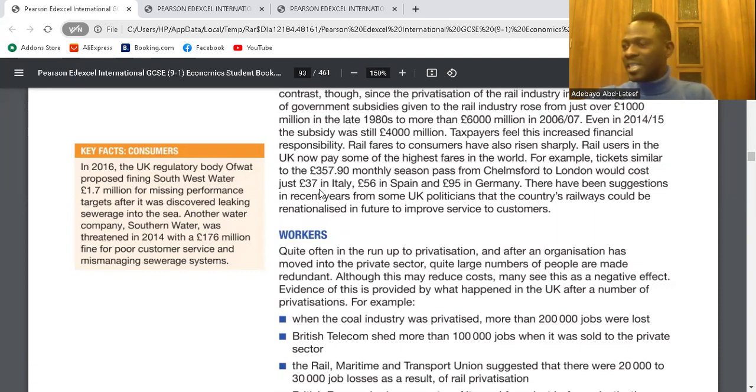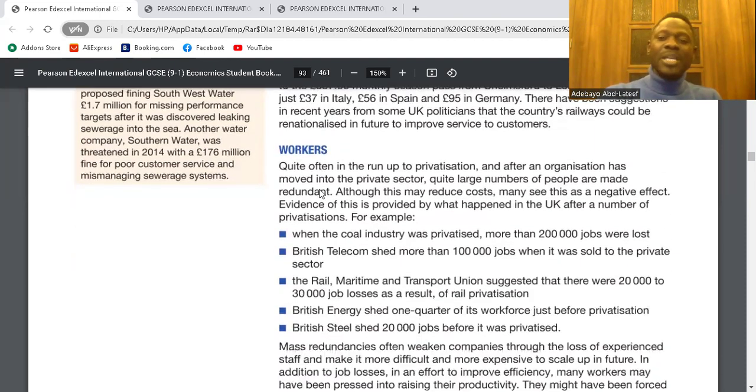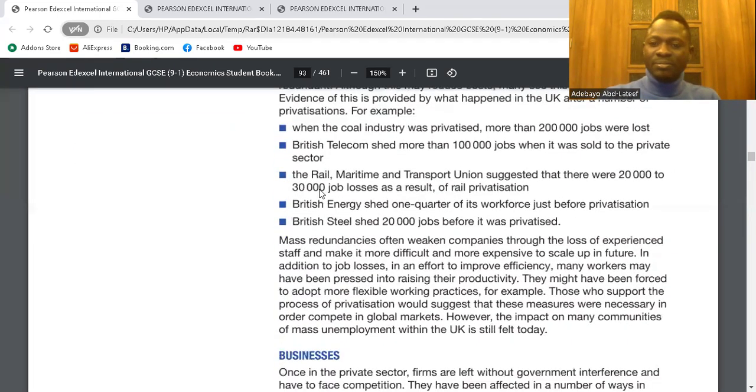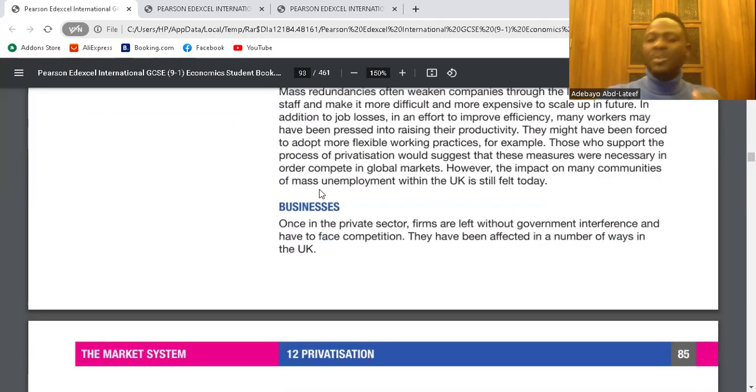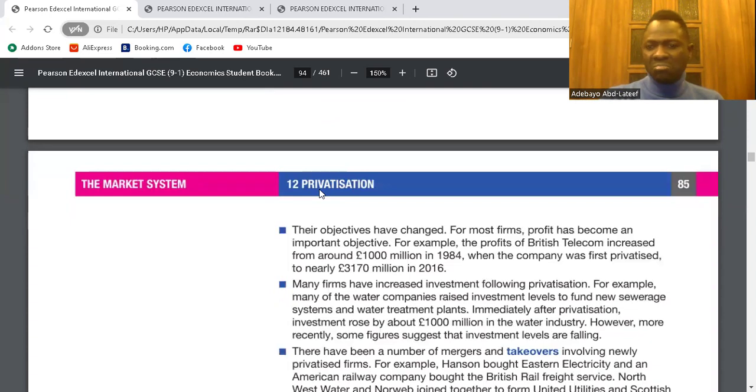So when there is privatization, workers might lose their job, especially those that are not skilled. Is it clear? For the businesses. Once in the private sector, firms are left without government interference and have to face competition. They have been affected in a number of ways in the UK. One, they said their objectives have changed. For firms, profit has become an important objective.